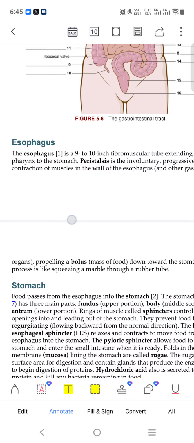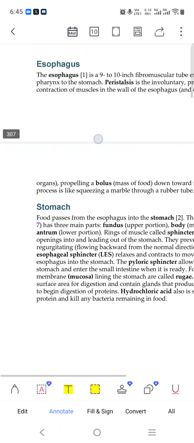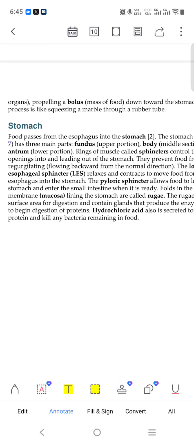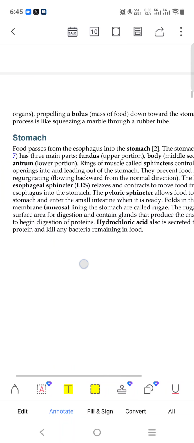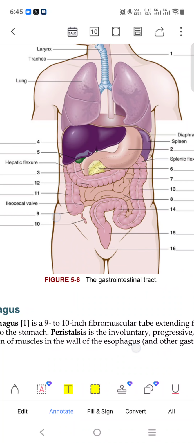Number one, esophagus: peristalsis is the involuntary progression of food. This is a process we have seen now, the food traveling. Second is the stomach.